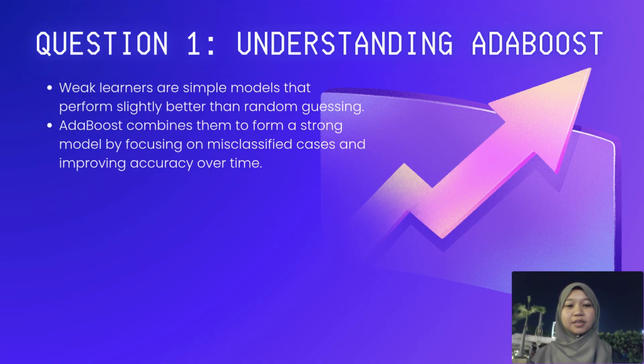Weak learners are simple models that perform slightly better than random guessing. AdaBoost combines them to form a strong model by focusing on misclassified cases and improving accuracy over time.